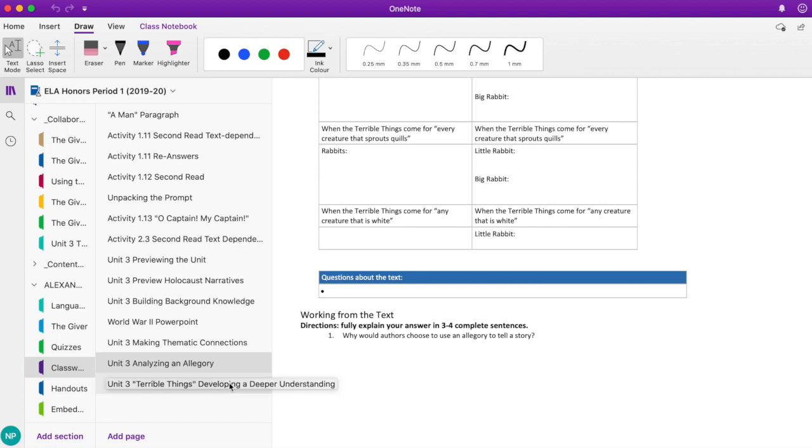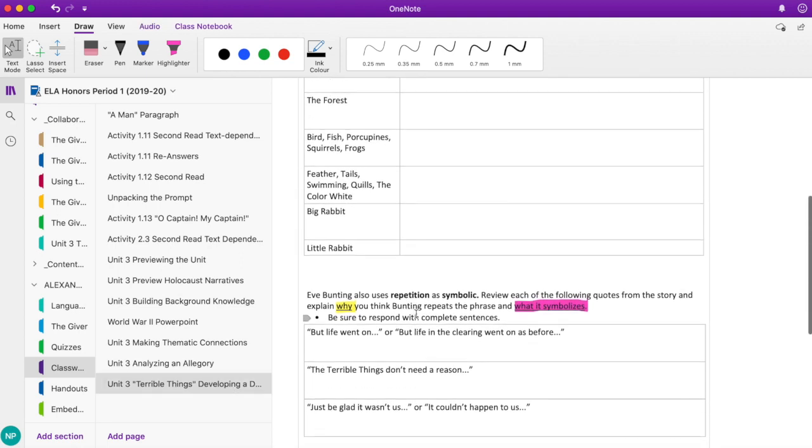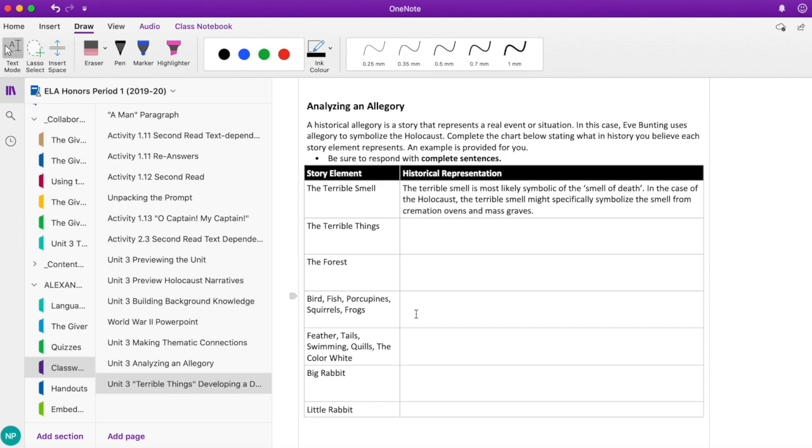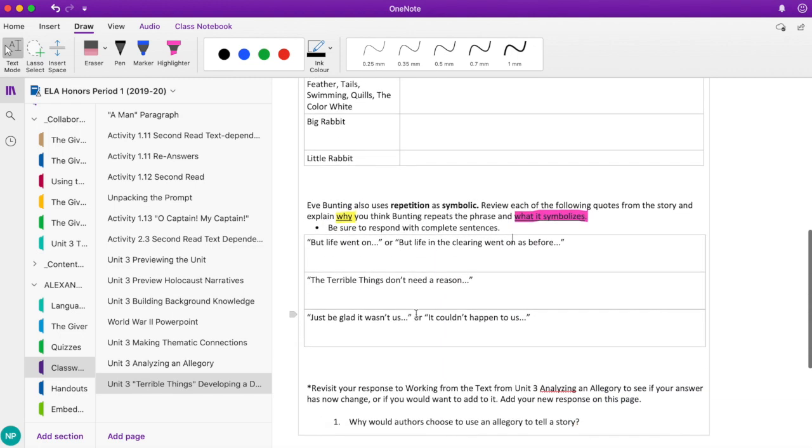I would like you to read your response. Think about what you've done for today's assignment, where you had to pull apart specific things, specific story elements, and look at and see what they represented. And then you were looking at the repetition and what does that symbolize? Because now you have a deeper understanding, perhaps, of why Eve Bunting chose to tell her story of the Holocaust as an allegory, and why would authors choose to do this.